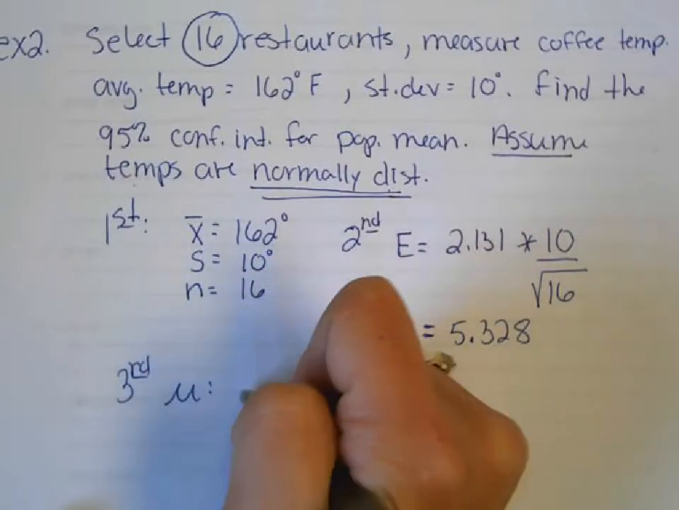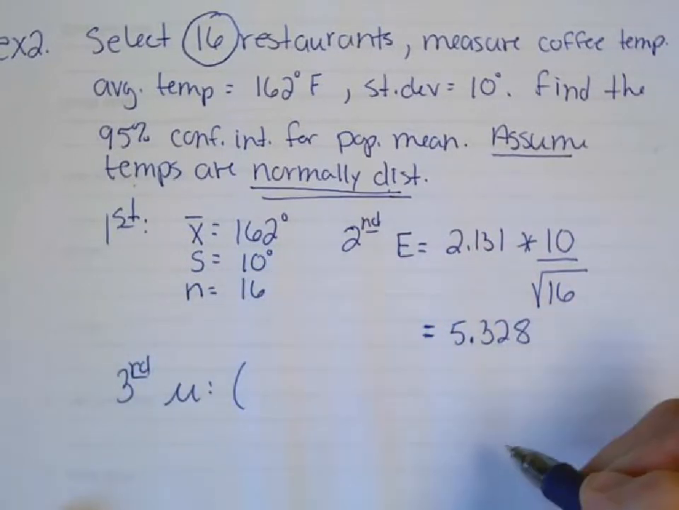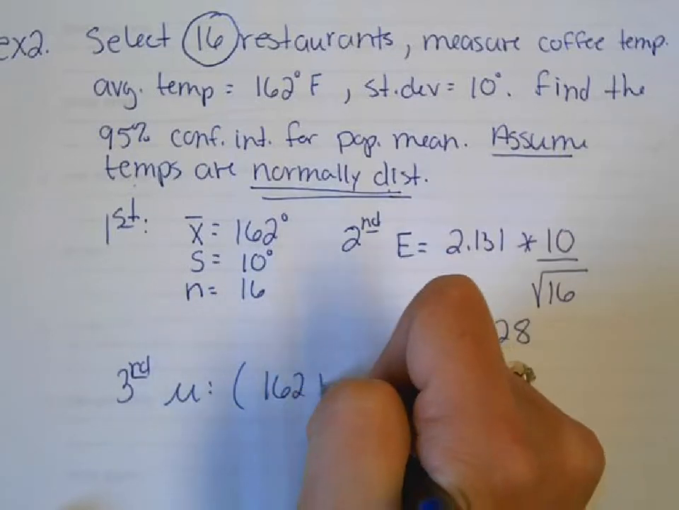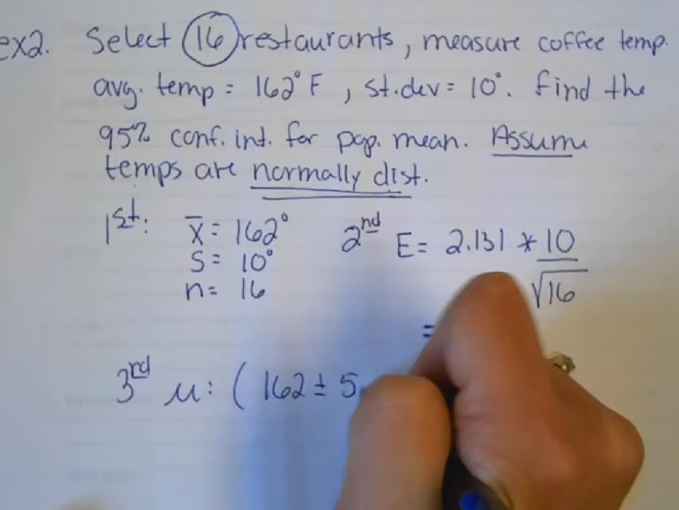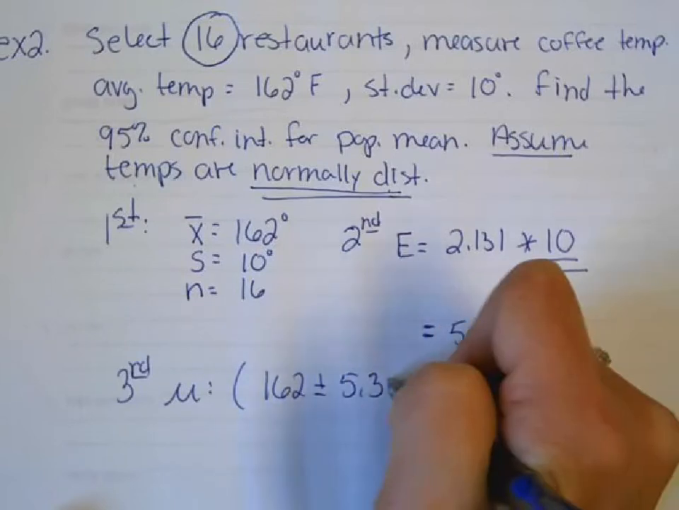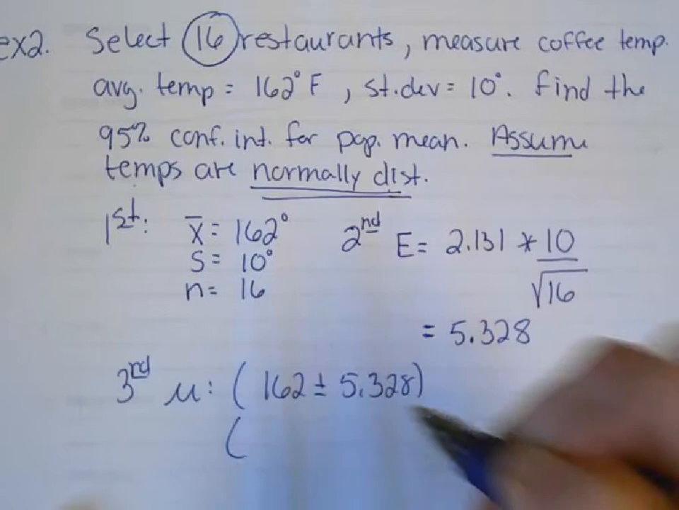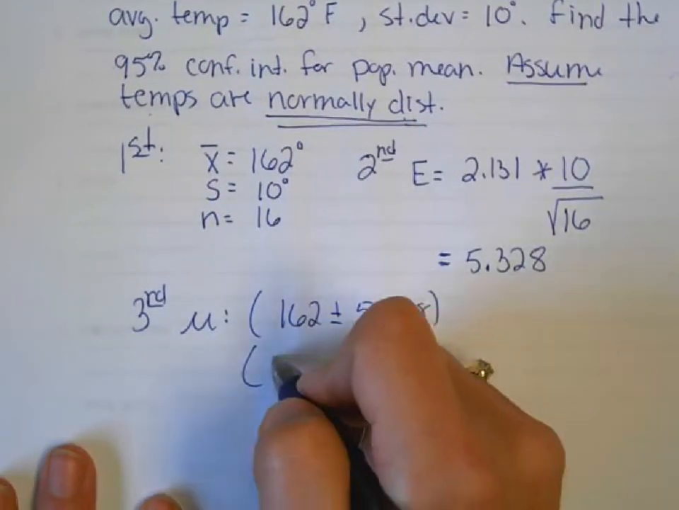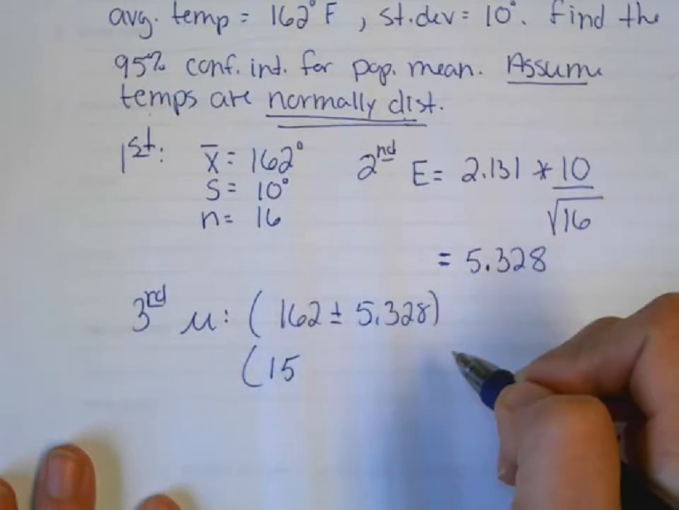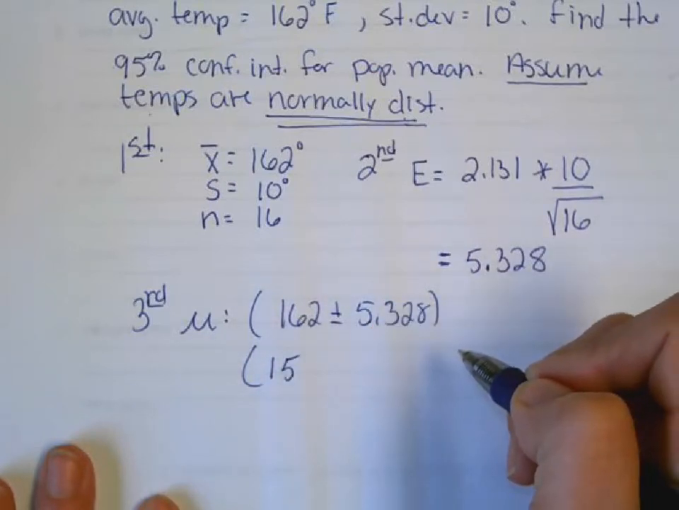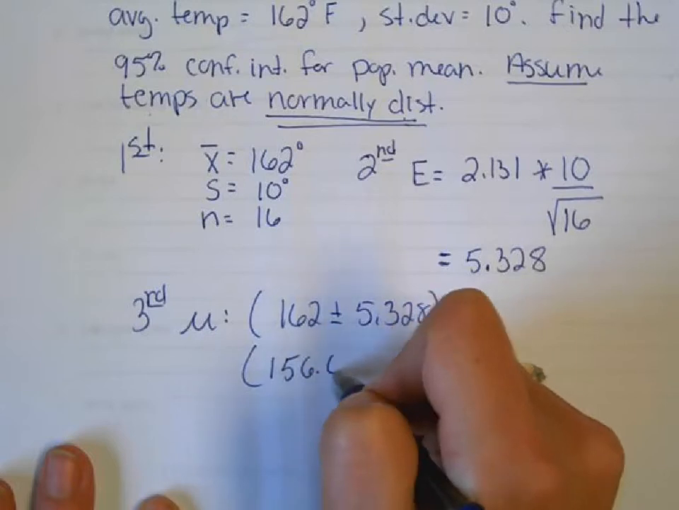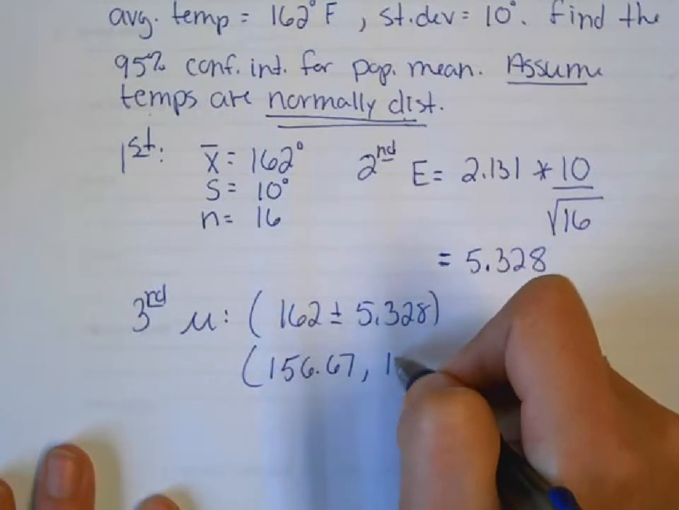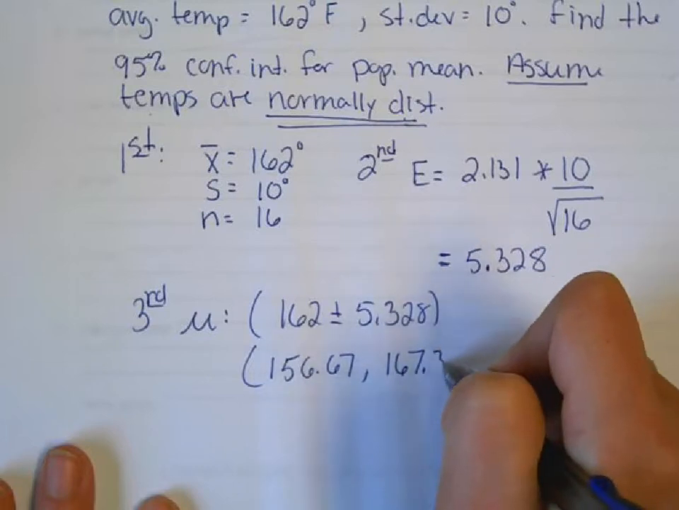That average for all restaurants, the temperature is going to be 162 plus and minus 5.328. What do you get when you subtract? 156.672. And then when I add, 167.328.